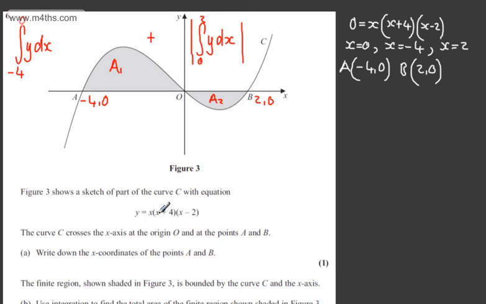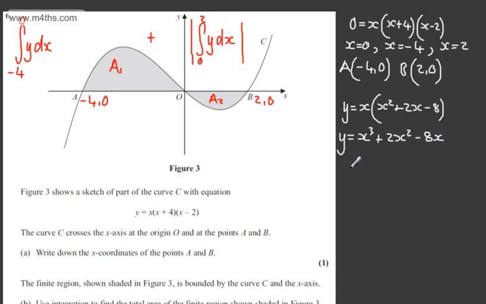I've got y is equal to x multiplied by x plus 4 multiplied by x minus 2. With the skills that we have, we're going to have to multiply this out and then integrate. So I'm going to write y is equal to x, expanding the double brackets, x squared plus 2x minus 8. Multiplying through by x, y will be equal to x cubed plus 2x squared minus 8x.